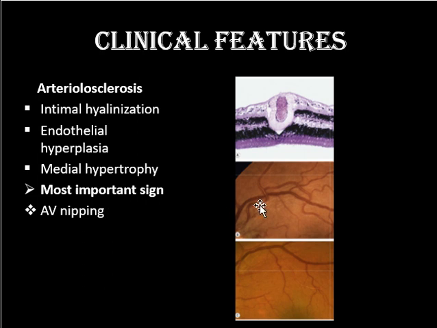See here, these arteries, we can see the sclerosed thickened artery crossing the veins and causing nipping, sometimes written nicking also. They nick because they share the common adventitial sheath, so they compress the veins. This is known as AV nipping.